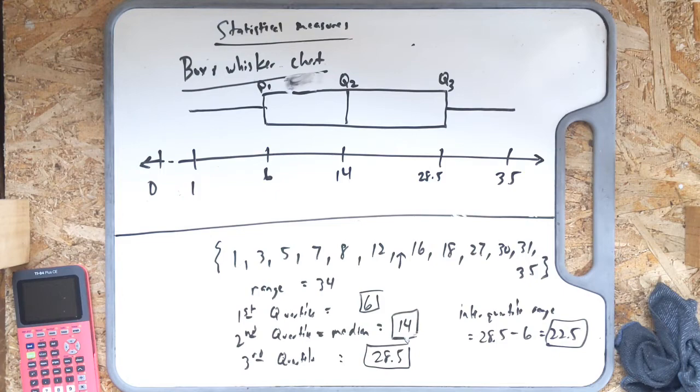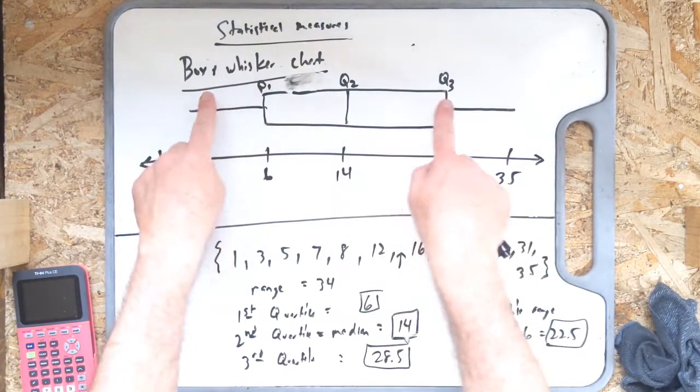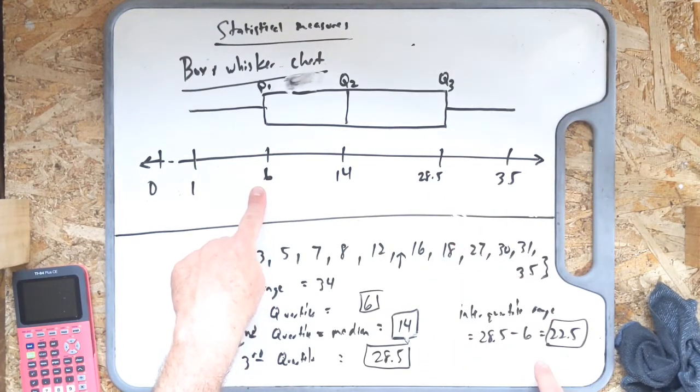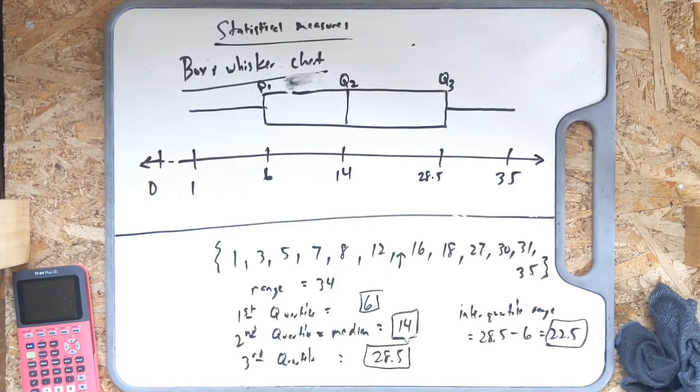You pull all this stuff out of there. You can pull out the range, 1 to 35. You can pull out the quartiles. You can do the interquartile range if you want. It's right here, 28.5 minus 6, the 22.5. You have the median. And it all fits in one summary level picture.